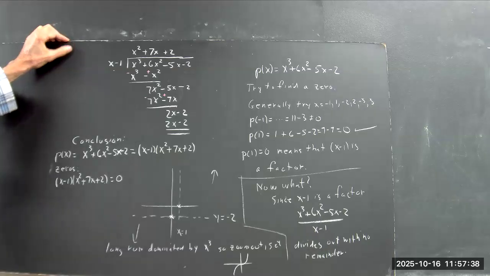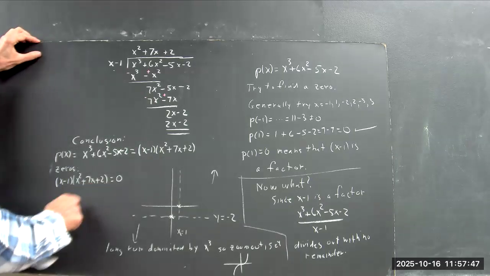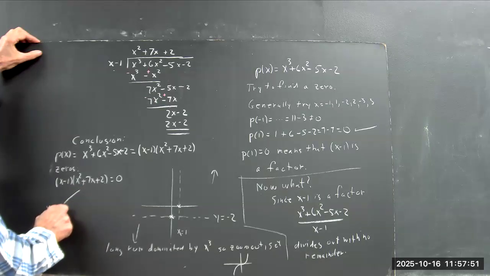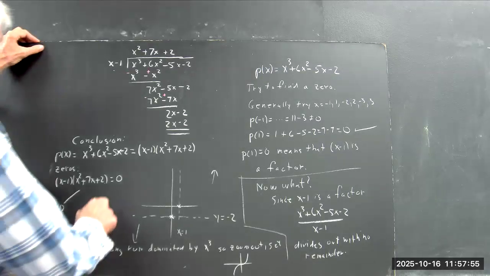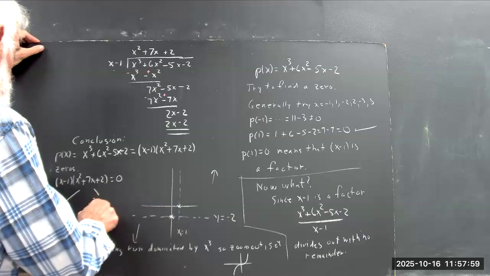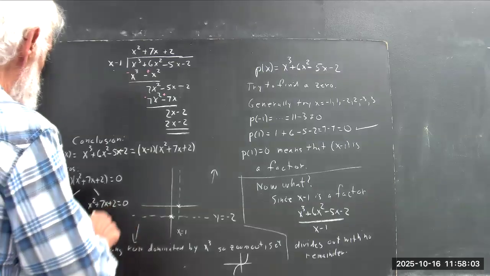To get the zeros, in this form, we have this times this equals 0. Now there's a linear term. And of course, this equation breaks into x minus 1 equals 0, which is easy. So x equals 1. We already knew that. But over here, we get x squared plus 7x plus 2 equals 0.